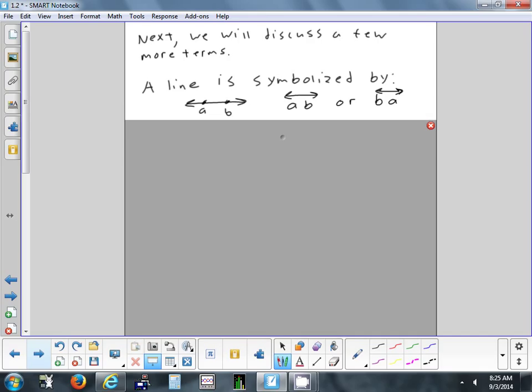And to talk about lines, we generally need to put 2 points on it to identify it. So if we had this symbol right here, the way you could describe that symbol is either an A and a B, and then you draw a line above it. Or you could say B, A, and put a line above it. Most of the time, I go with alphabetical. Okay, so those are 2 symbols for a line.